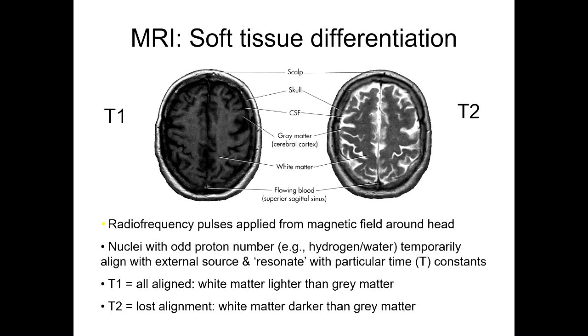And in the second constant, which is called T2, the alignment of those protons with the direction of the beam becomes completely lost. And under those circumstances, the white matter appears darker than the grey matter around it. In other words, the contrast or polarity is reversed. And those two different types of time constant, either T1 or T2, are used to look at pathologies depending on what is suspected may be wrong with the individual concerned.